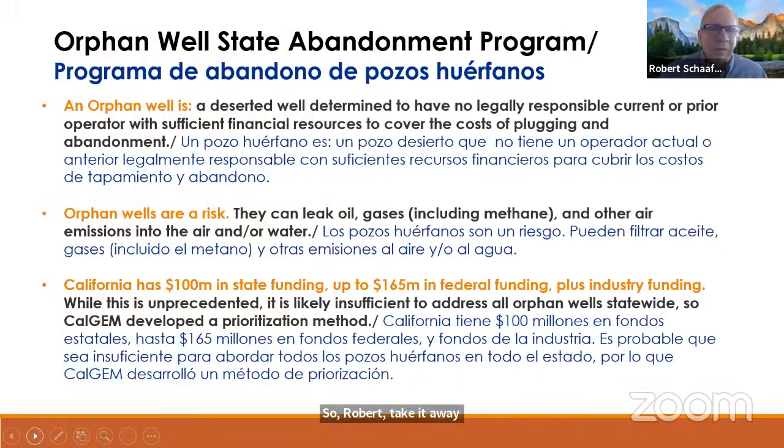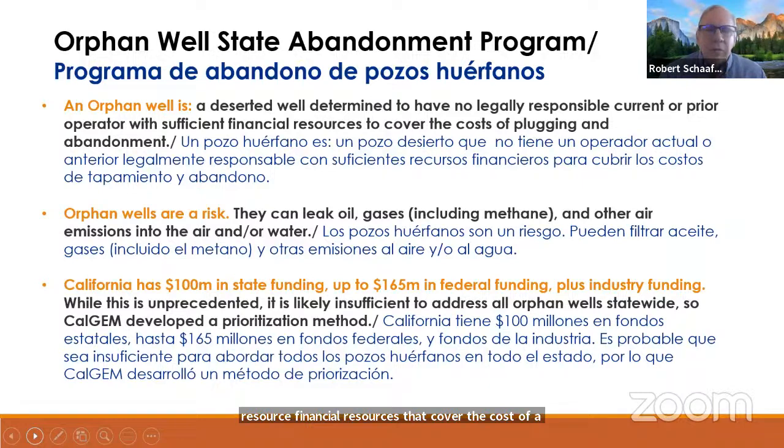Thank you, Courtney. Okay, I'm Robert Schopp, and I'm the State Abandonment Program Manager for CalGEM. The objective of our program is to go out and abandon orphan wells. As Courtney said, an orphan well is a deserted well determined to have no legally responsible current or prior operator with the financial resources to cover the cost of abandoning it or permanently plugging the well.